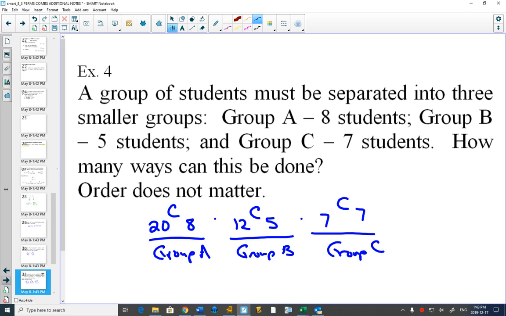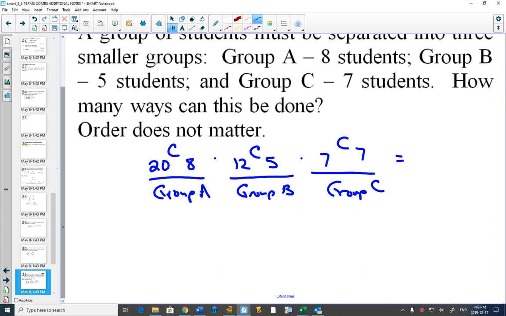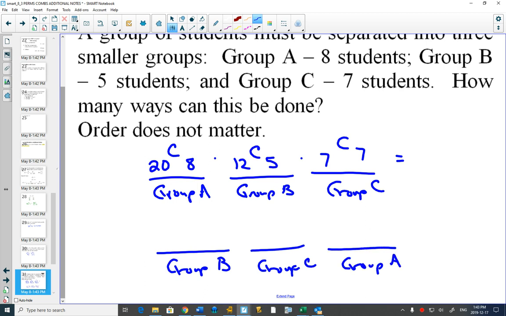But someone inevitably might ask, well, someone should type this into our calculator for us. Someone might ask, well, what happens if we chose group B first, right? And then I chose group C and I left group A to the end. So this would mean I do 20 choose 5 first, and then I would have 15 left, and I would choose 7 of them, and then 8 choose 8.